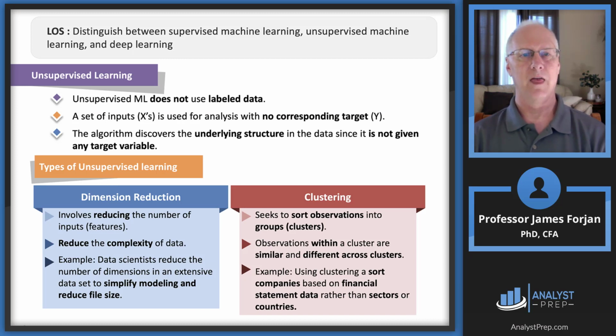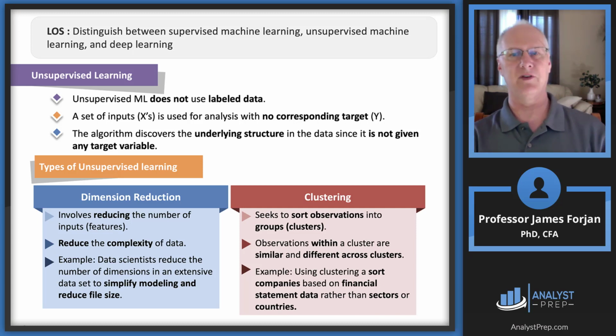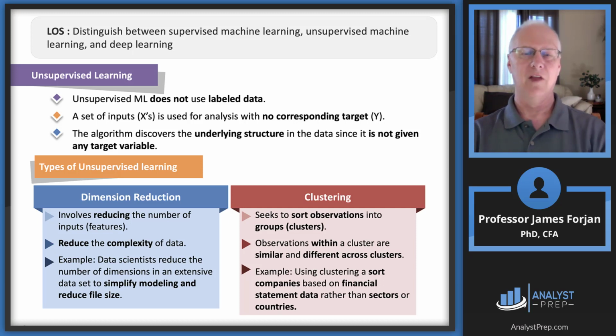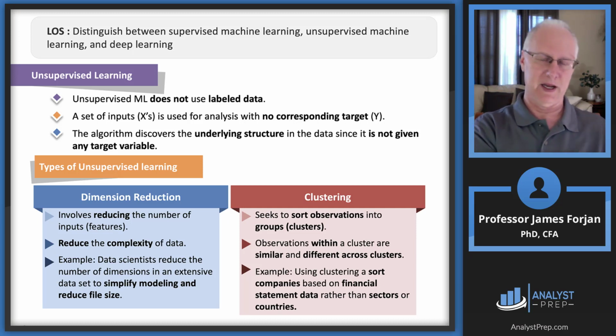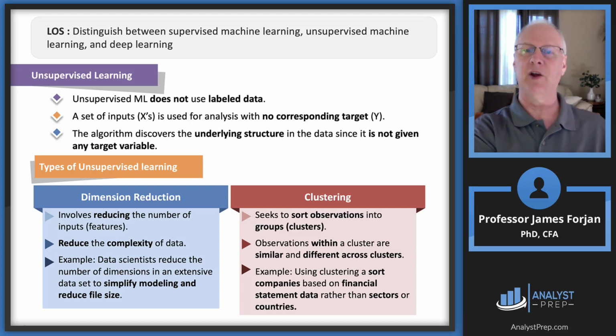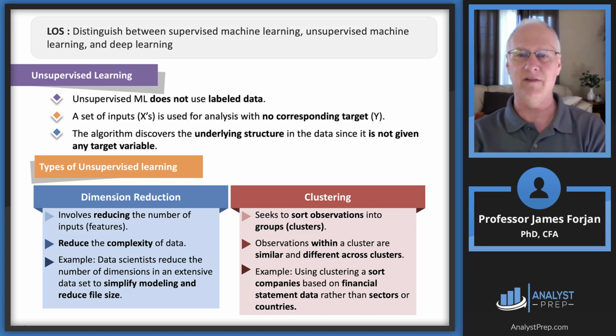All right, unsupervised machine learning does not use labeled data, right? We have this set of inputs used for analysis with no corresponding target. So what happens here is that instead of putting in the dependent variable of changes in dividends in my original model, we throw that out, or we just put it in and say it's another set of an input.